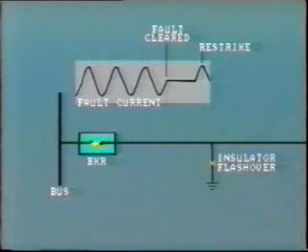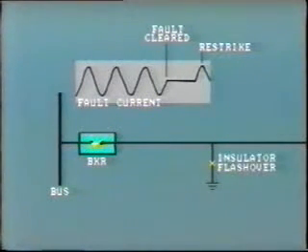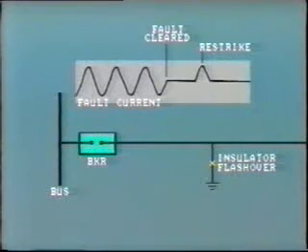But in only a few cycles, the ionized gases from the original fault have not had enough time to dissipate. So the original fault reestablishes itself. Usually the fault current will go out at the next current zero after a half cycle.